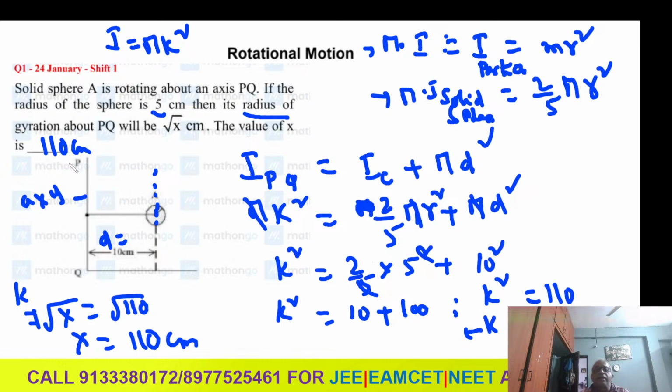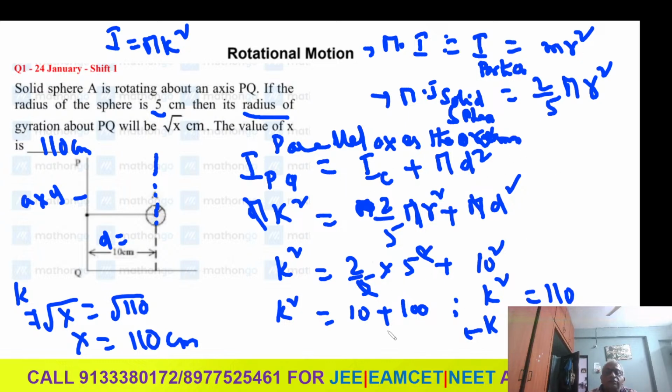So the small question is that I PQ is I C plus MD square. This is called the parallel axis theorem. There are two important theorems: parallel axis theorem and perpendicular axis theorem. These two axes are parallel to each other, and this is the perpendicular distance D. So I PQ is I C plus MD square. This is the explanation of the parallel axis theorem.